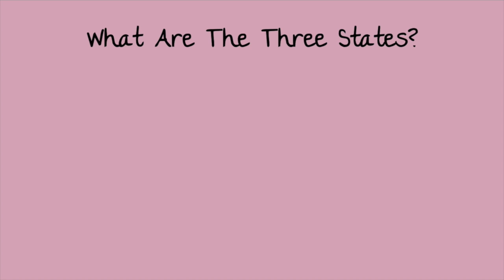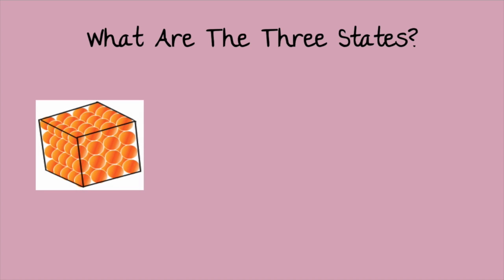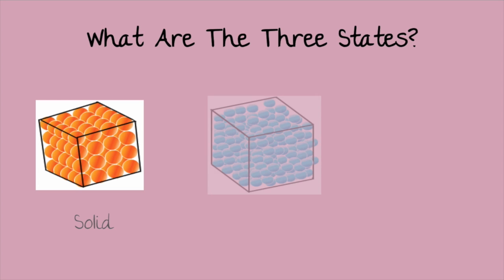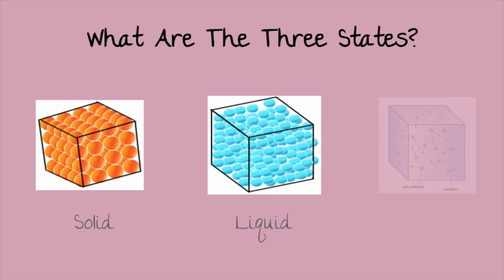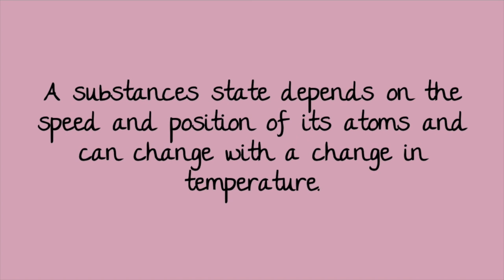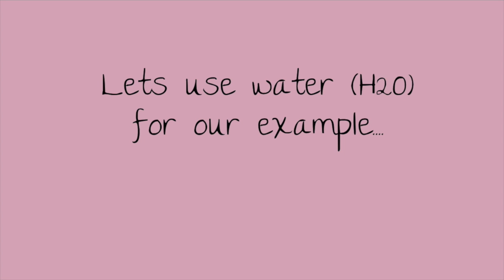What are the three states of matter? They're solid, liquid, and gas. A substance's state depends on the speed and position of its atoms and can change with a change in temperature. Let's use water, H2O, for our example.